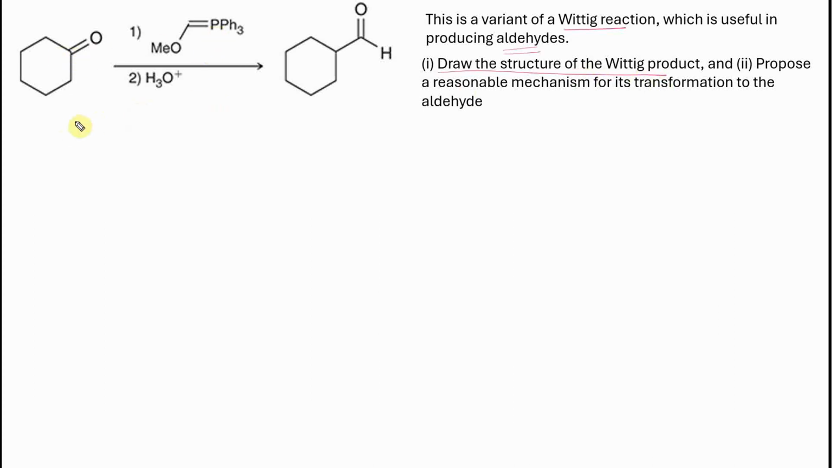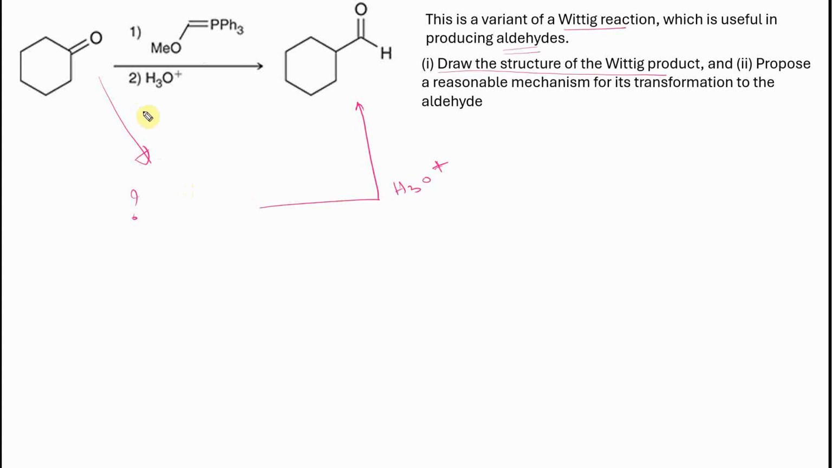So the first question is, draw the structure of the Wittig product when you react this ketone with the ylide. So the ketone to ylide, what is the product? And that product, when you treat that with acid and water, write a mechanism for the conversion of this product to the final product here. Okay, so go ahead, pause the video and make an attempt and then start when you're ready.